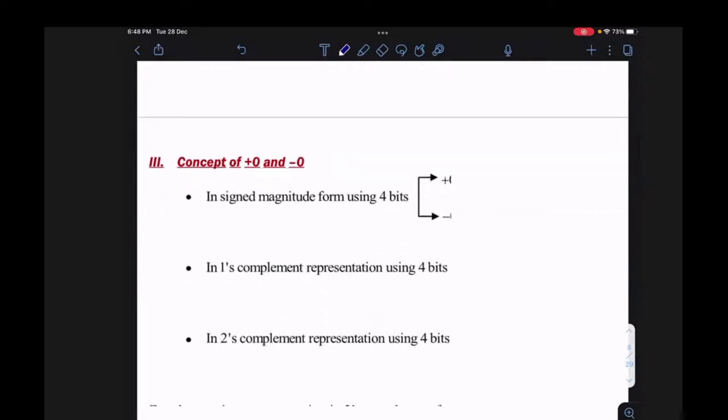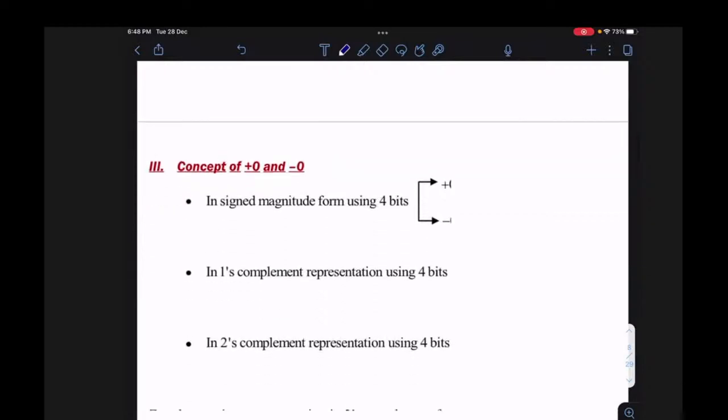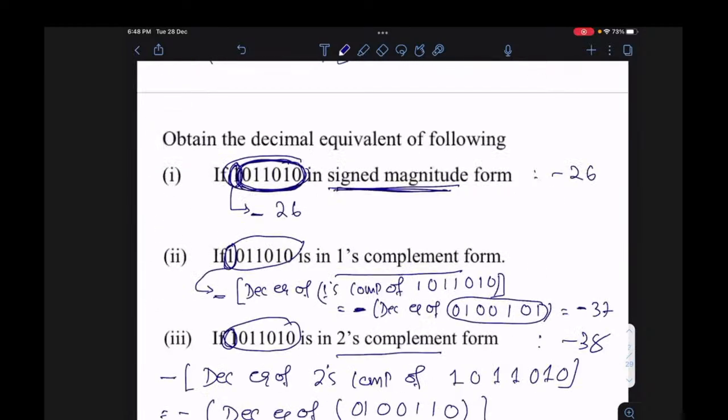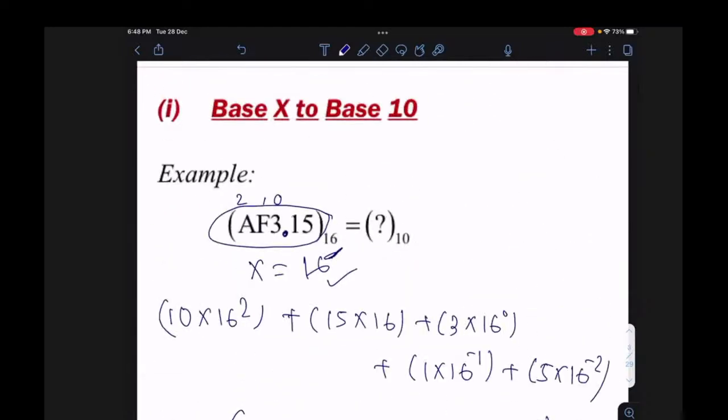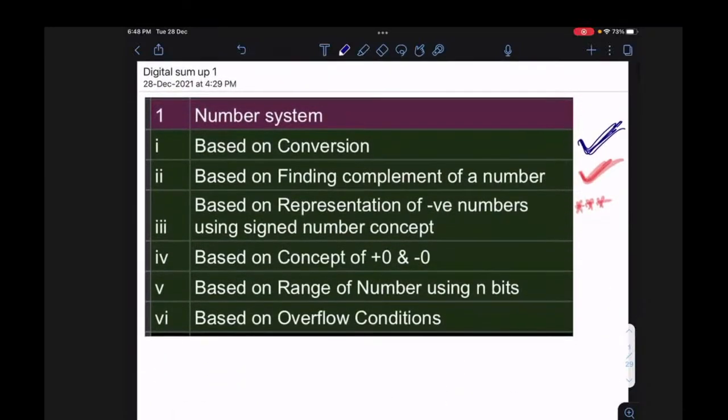Next is one important concept, the concept of plus 0 and minus 0. With this I have completed the third concept, and the fourth concept is based on plus 0 and minus 0. So what is the concept of plus 0 and minus 0? In real life, in mathematics, we don't know plus 0, minus 0. It is simply 0 for us.